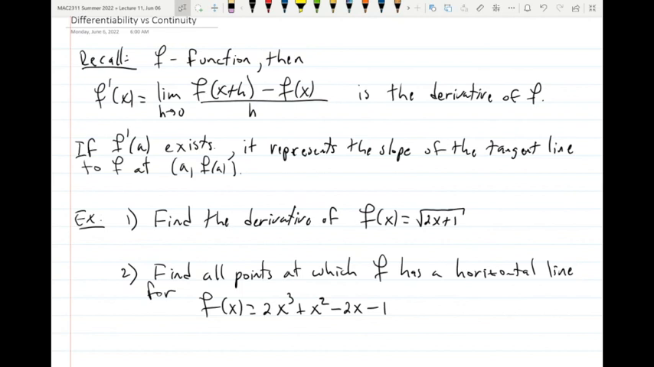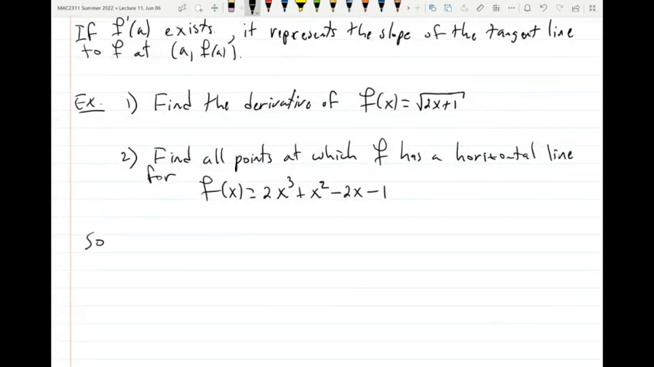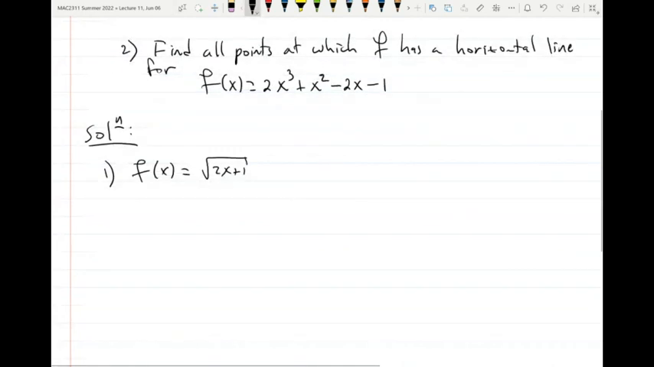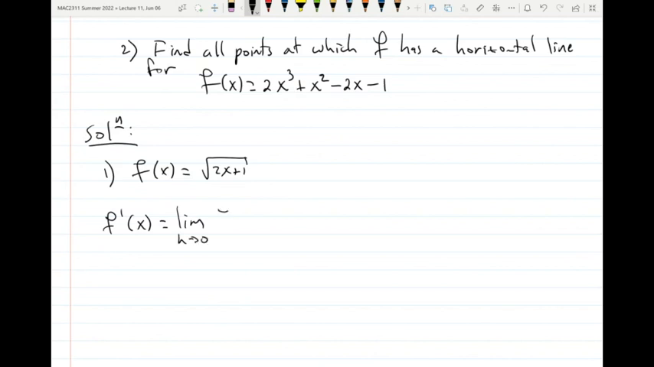Anybody has an answer for this one? Yes, what did you get? 1 over the square root of 2x plus 1. Very good. All right, so let's see. We have f of x, which is the square root of 2x plus 1. So let's start with the definition. Our job is to take the derivative. So what's the definition? That's the limit as h approaches 0 of f of x plus h minus f of x over h.